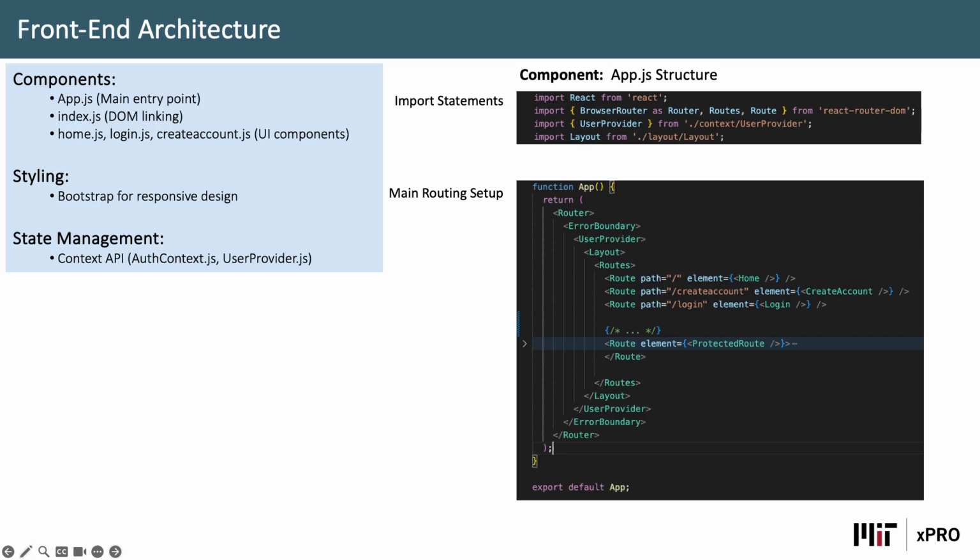Bootstrap is used extensively for styling as it provides a clean, consistent, and professional look, enhancing the overall user experience. The front-end architecture also leverages the Context API, with authContext.js and userProvider.js managing global state. This approach ensures that user session data, particularly authentication status, is available across all components, creating a seamless and cohesive experience for the user.